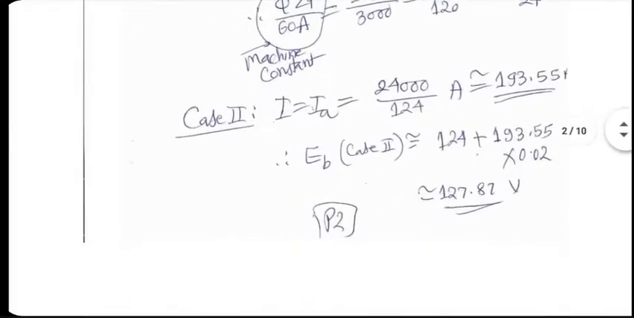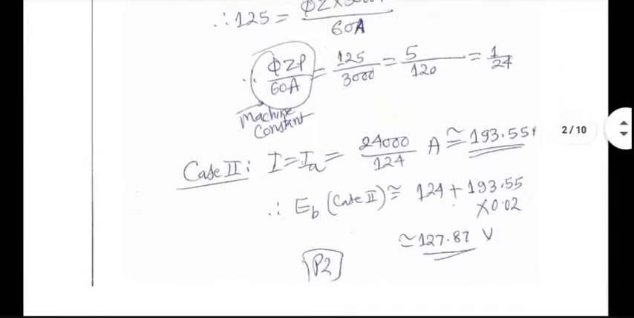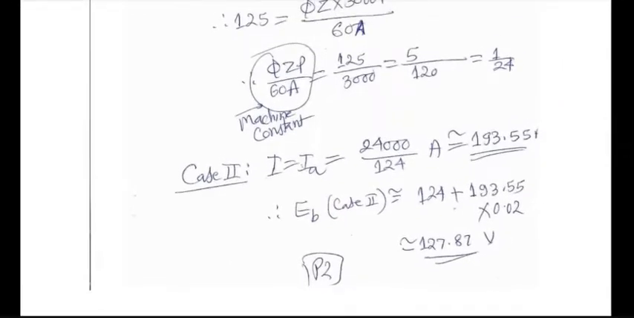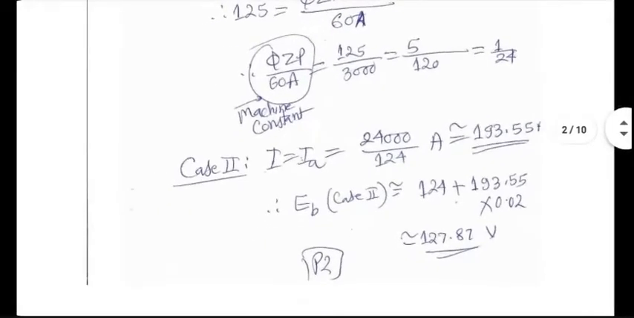Now in case 2, we have loaded the machine and the output power has gone down slightly. It is 24 kilowatt and output voltage is 124 volt. It's all given to us. So you divide the wattage by voltage to get the output current under loaded conditions. You get 193.55 amperes. The A has been cut off in scanning, sorry for that, but you can make it out, I'm sure.